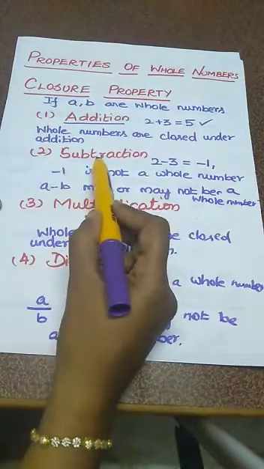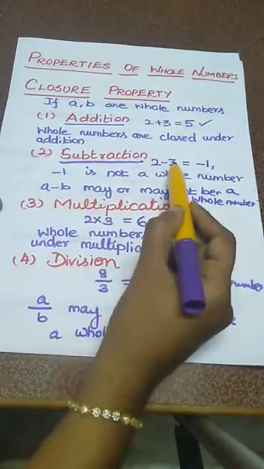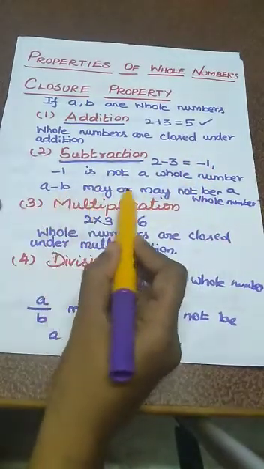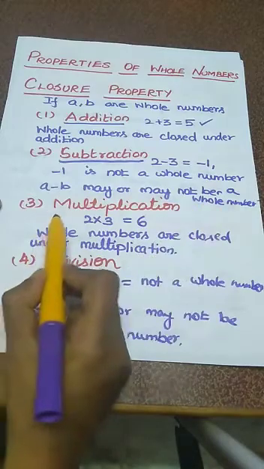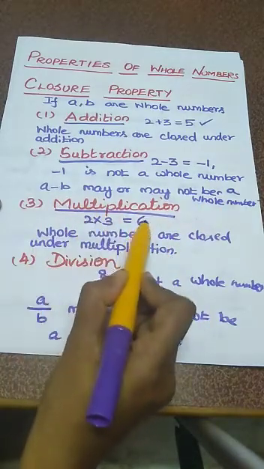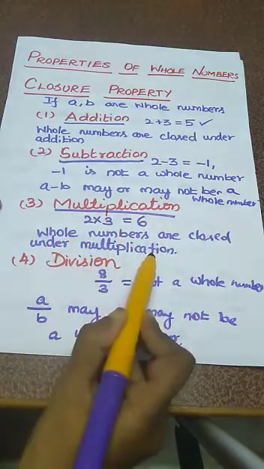The same procedure we have to apply in subtraction. In subtraction, we have to use A minus B. But that answer is not always a whole number. So A minus B may or may not be a whole number. Next, for multiplication, A into B. We get some answer. That answer is also a whole number. So whole numbers are closed under multiplication.